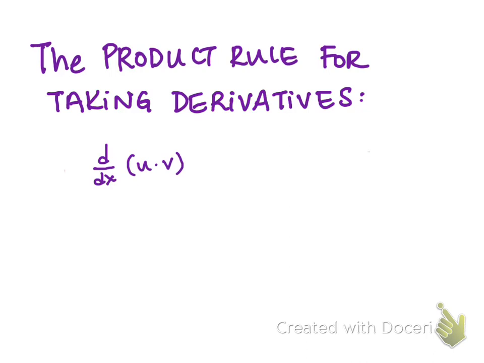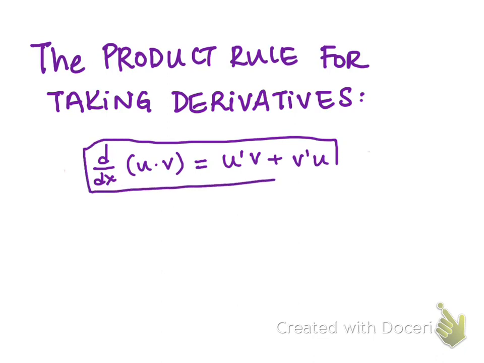I know a lot of textbooks have really formal versions written in them, but I'm just going to write a simple version. So the derivative of the product of two functions u and v equals u prime v, the derivative of u times v, plus v prime u. Very simple formula. All you have to do is remember it. Let's do some examples to see how it works.